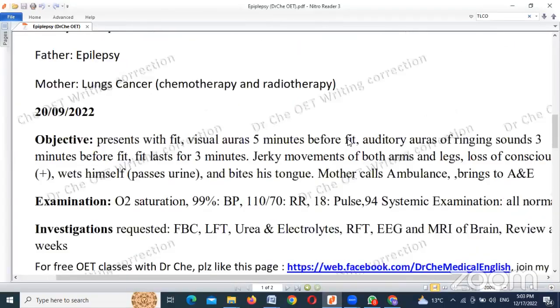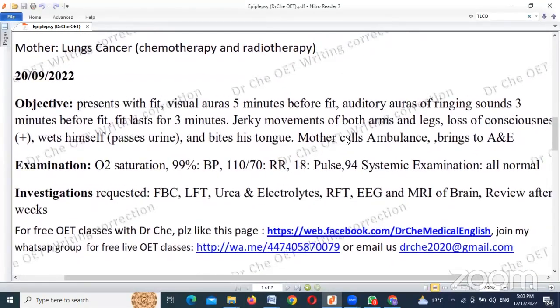can anybody tell me why I am using presents? This is a past visit. Why am I using wets? I am using bites. So why am I using present tense here? Why? Even though it is a past visit. Why? Can you tell me why?